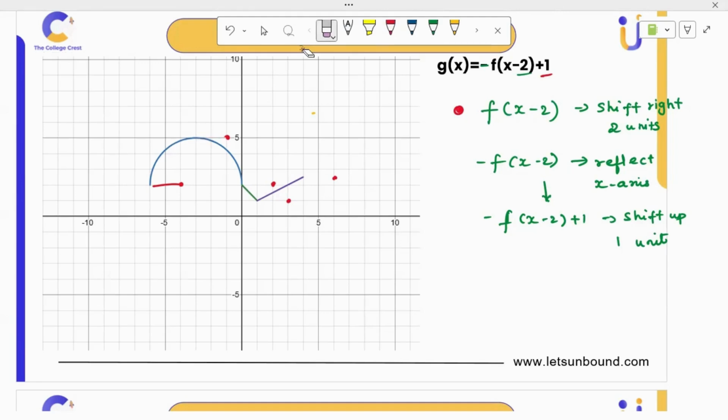Now let me graph this. You have to go in order. Don't go like this, this, this. We know the order, right? It's a semicircle, then a little straight line, the green line, and this. So it should be like this. This is done. Now let's do negative f of x minus 2. So reflecting across the x-axis. How will you reflect?